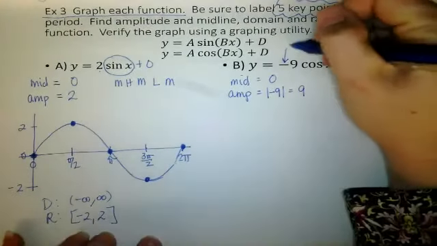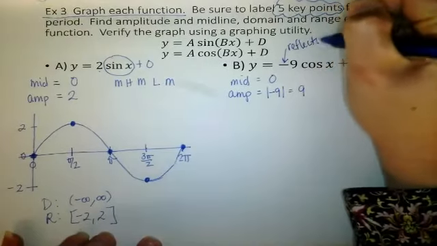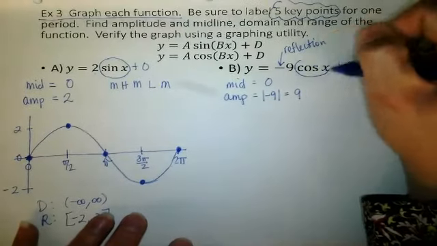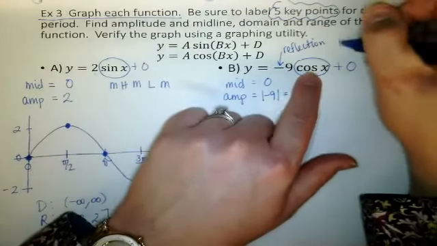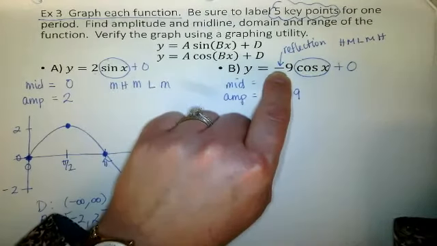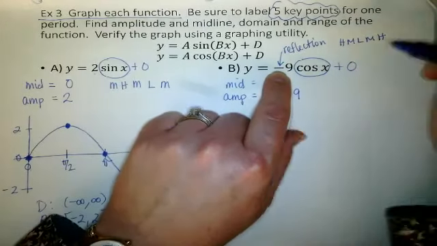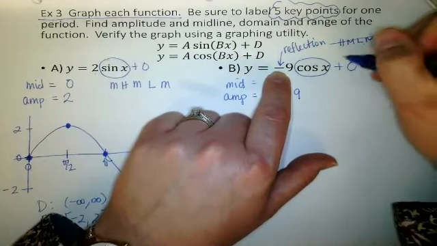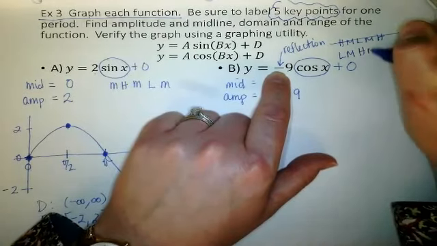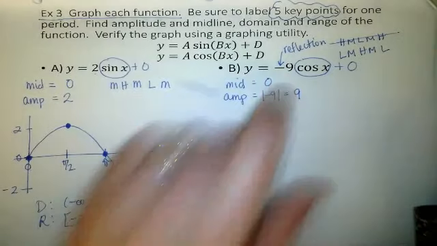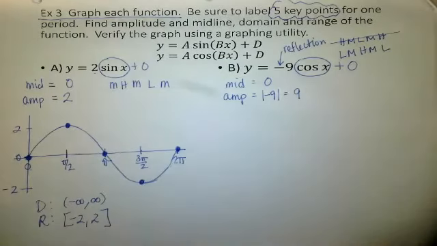So this is a reflection vertically, which is going to change our cosine song. What was the original cosine song? High, middle, low, middle, high. But this one is negative. It's been flipped upside down. So it changes that song. What is the song now? Low, middle, high, middle, low. Does that make sense to you? Okay, it's literally flipped upside down.